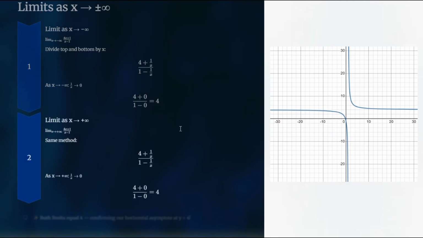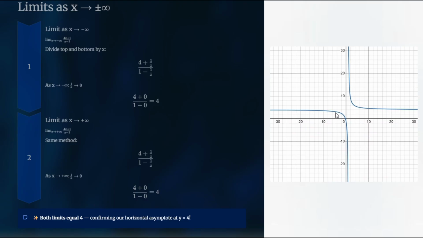As x approaches positive infinity, we will use the same method: divide both numerator and denominator by x, and our function will become 4 plus 1 over x over 1 minus 1 over x. Similarly, as x approaches positive infinity, if we divide 1 by a very large number, that will approach 0. So once again, 4 plus 0 over 1 minus 0 equals 4. Both limits equal 4, confirming a horizontal asymptote at y equals 4.